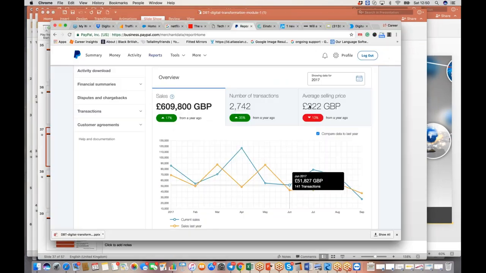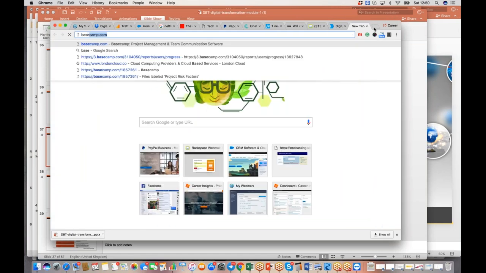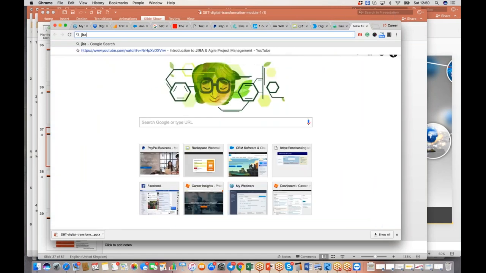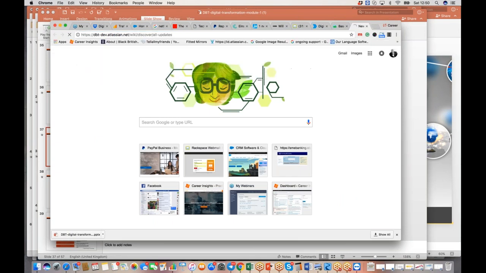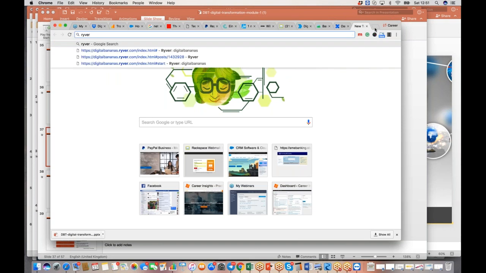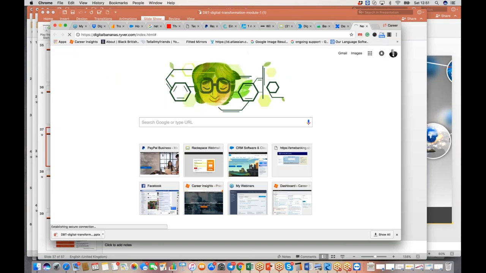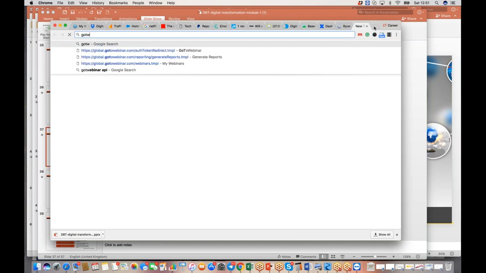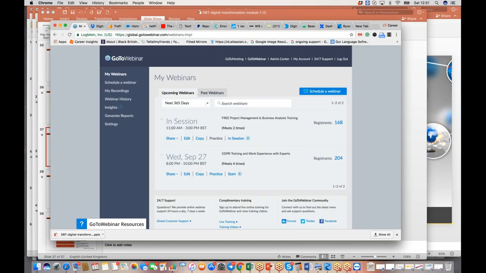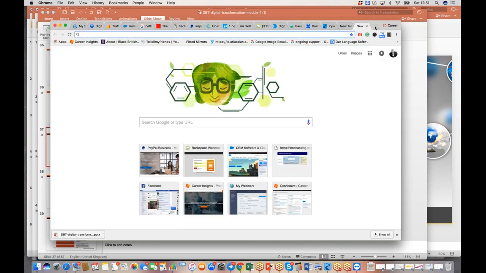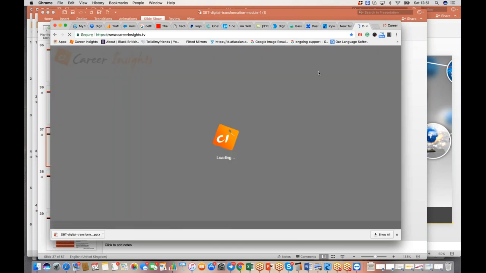Now, as of last year, we used a number of tools. We used Basecamp. We used Jira. We just started using Riva. Okay, so we use GoToWebinar. We actually identify the tools that we need in order for us to digitize our service. Then we have what we call the eWork Experience Platform. I want to show you the proof of what I've just done here.